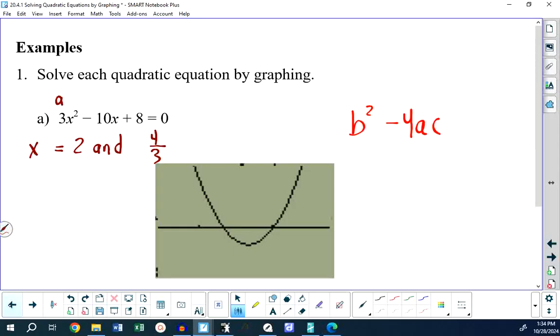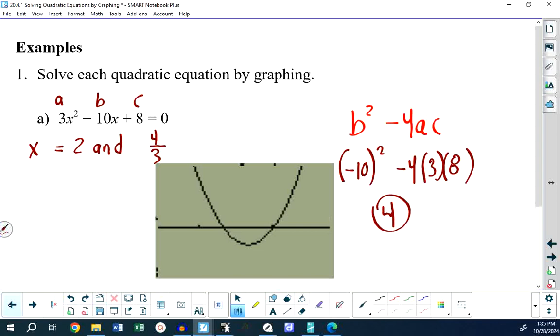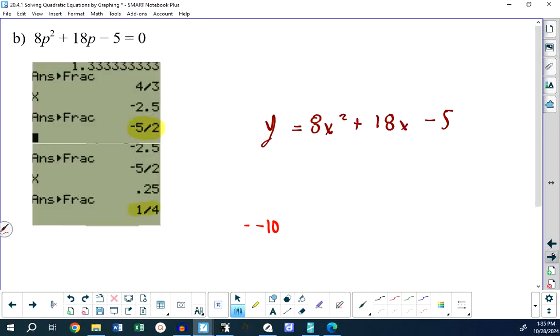In this question, b is negative 10 and c is 8, correct? I want you very carefully on your calculator, including the negatives, to calculate what b squared minus 4ac is. So I want you to take negative 10 squared minus 4 times 3 times 8. I want to say you're going to get 4. Okay? The value of b squared minus 4ac for this first equation is 4. I would like you to calculate b squared minus 4ac here. Include your negatives. So you have to take 18 squared minus 4 times 8 times negative 5.